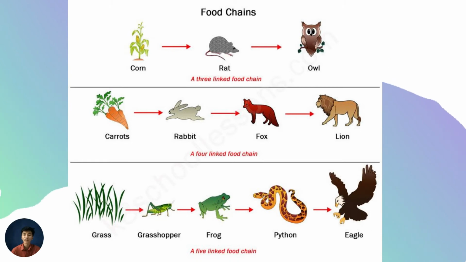This is an example of a food chain. We can see that the food chain always starts with producers. In this picture, producers are the corn, carrot, and grass, which are eaten by organisms which we call the primary consumers, which are the rat, rabbit, and the grasshopper. These organisms are eaten by the secondary consumers like the owl, fox, and frog. And the sequence goes on.